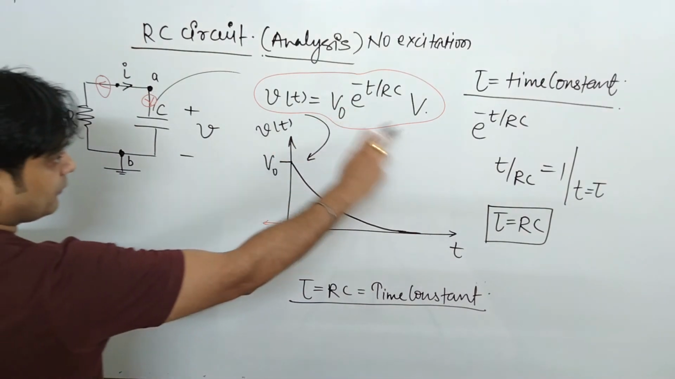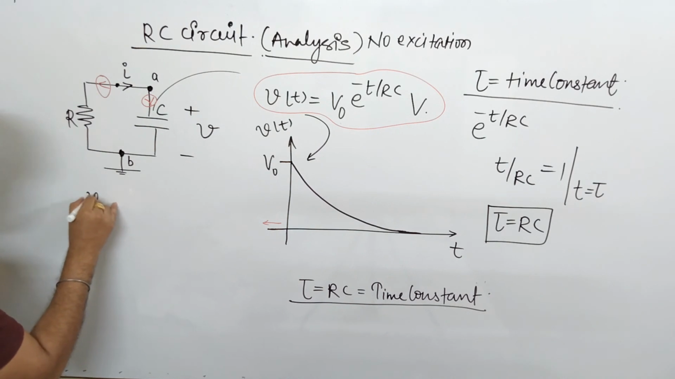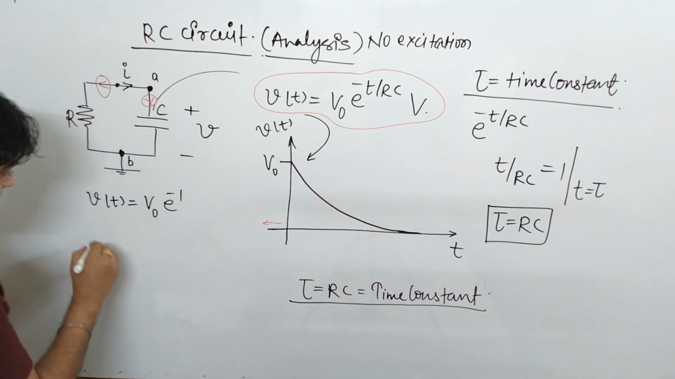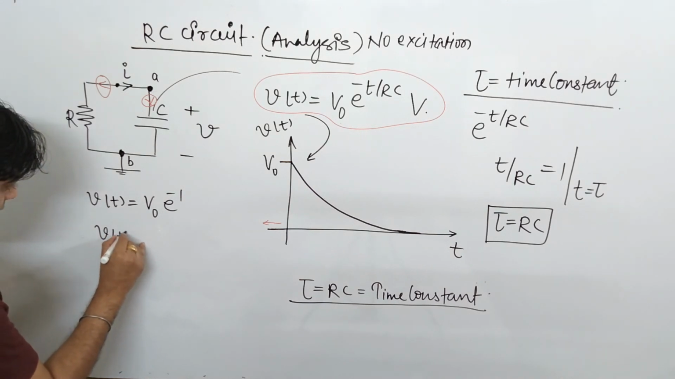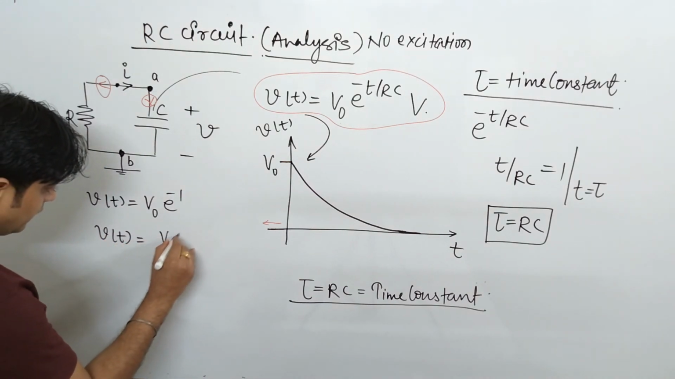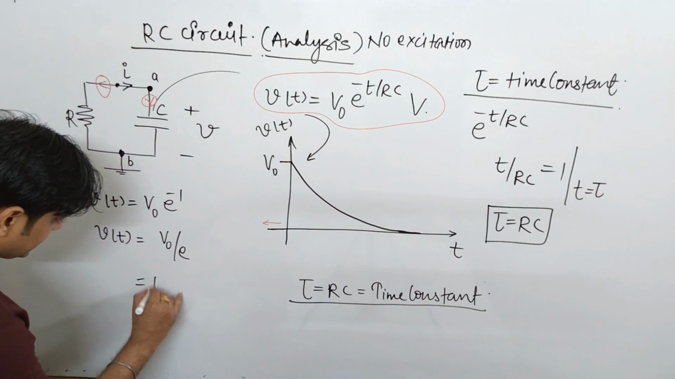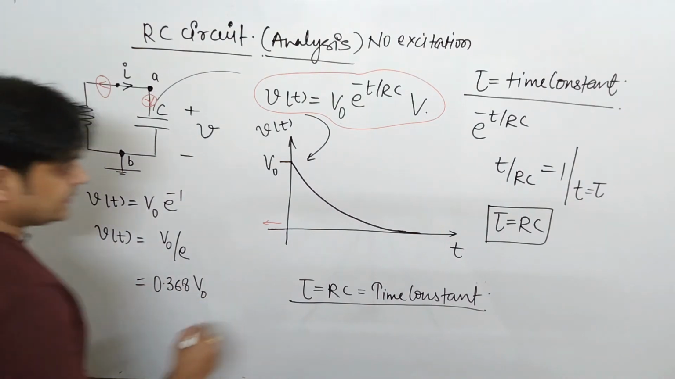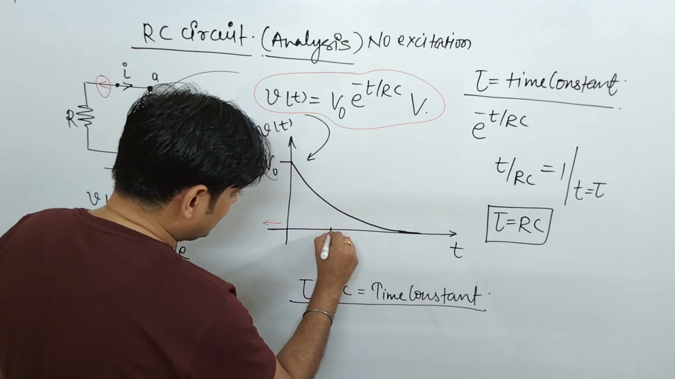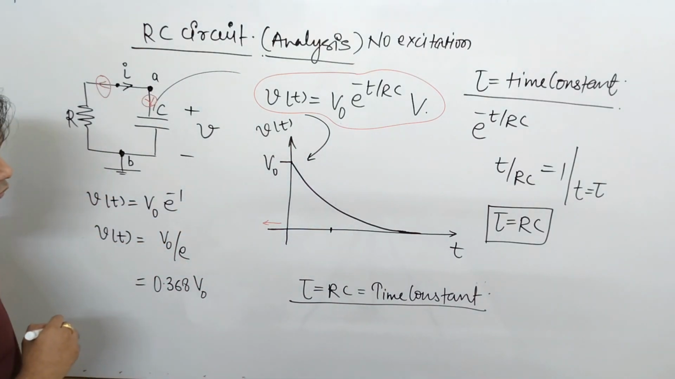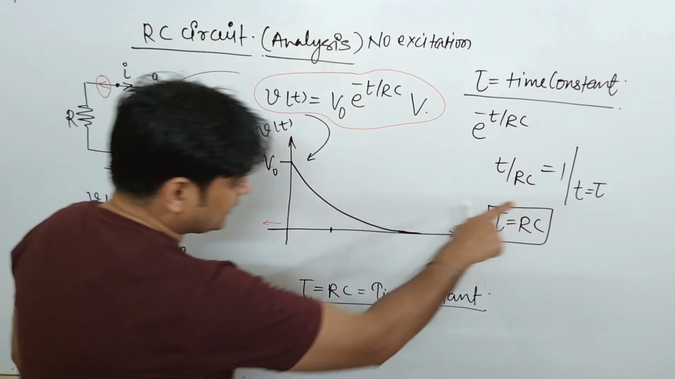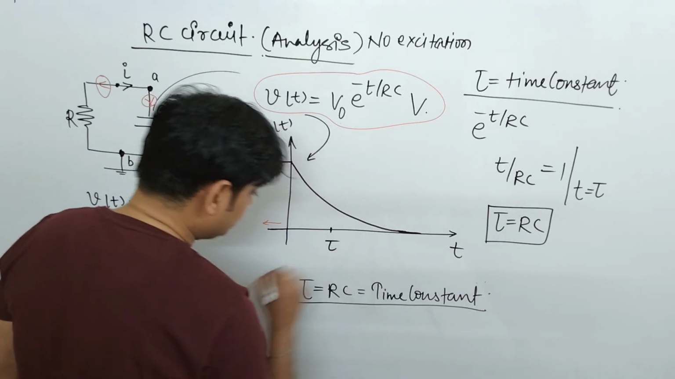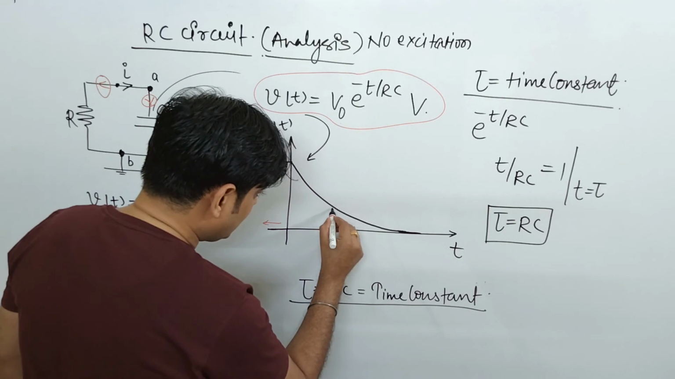If t upon RC is 1, that means the value of Vt is equal to V naught e to the power minus 1, or you can say Vt is equal to V naught by e. If you solve it, this comes to be 0.368 of V naught. That means at some value of t that is equal to RC, that means tau, this value is tau.